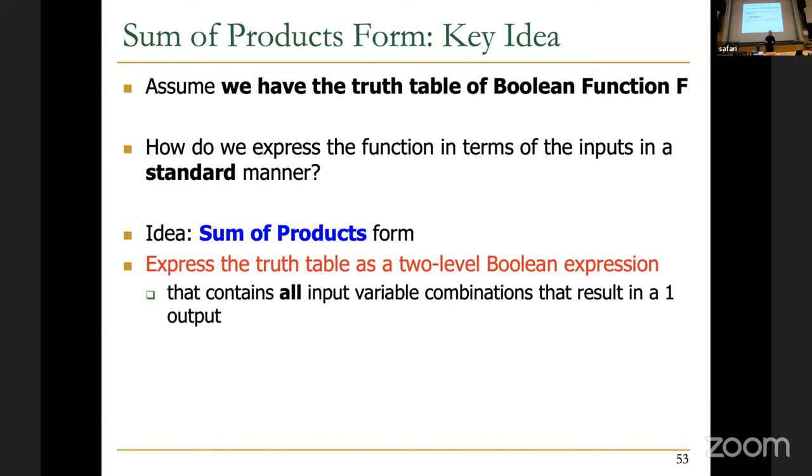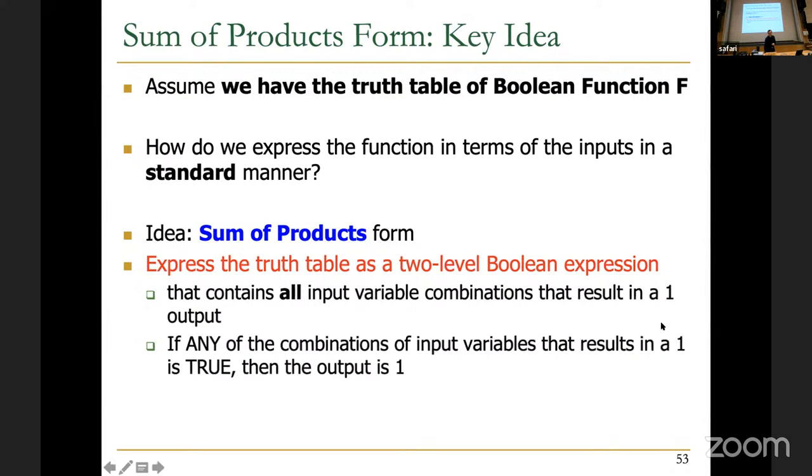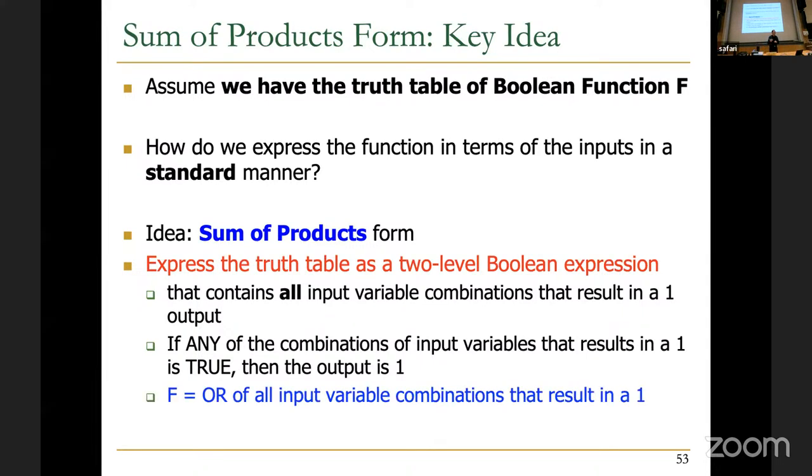This expression contains all input variable combinations that result in a one output, one or zero. These are the two possible outputs. These are all the input variable combinations that result in a one output. If any of the combinations of input variables that results in a one is true, then the output is one. Now, this should tell you that there is an OR involved here, right? If any of these combinations is true, the output is one. That means that you OR the different combinations. Well, now, what are those combinations? Basically, F is the OR of all input variable combinations that result in a one.